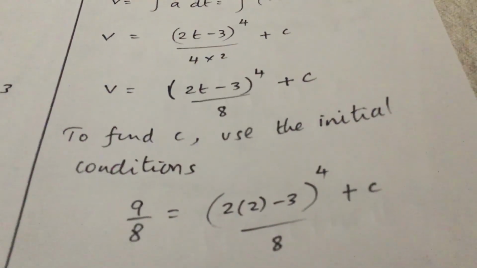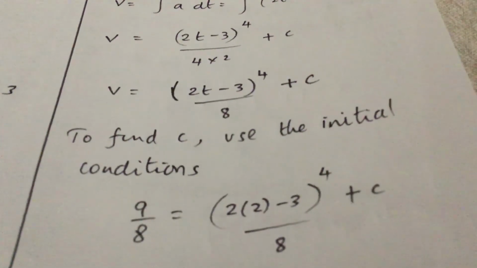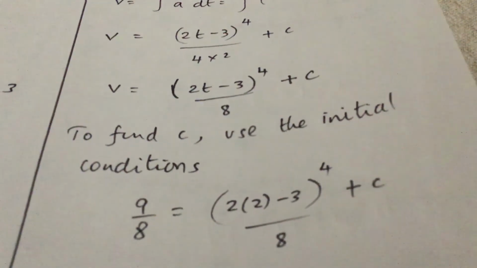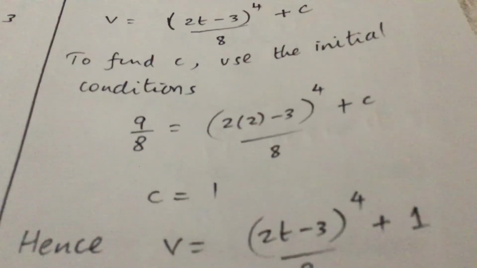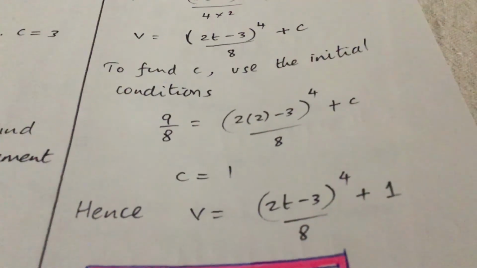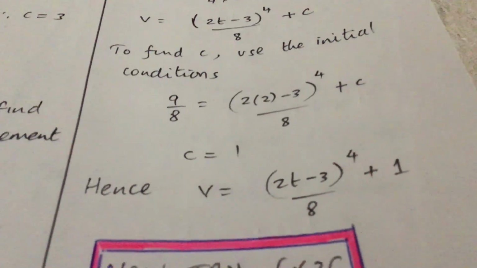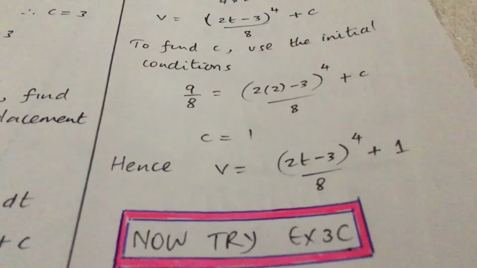So to find c, use the initial conditions, replace v by 9/8 and t by 2, and that will give you c equals 1. Hence v equals (2t minus 3) to the power 4 over 8 plus 1. Now try exercise 3c.